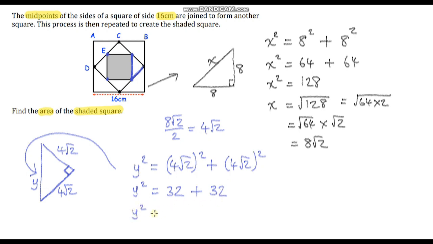So y squared is going to be 32 plus 32, which is 64. And then we square root both sides. We get y is equal to, it's just 8, not minus 8, because it can't have a negative length. So y is just going to be equal to 8. And that's not our final answer, because we're asked to find the area of the shaded square. But we know that this length is 8. So the area, let's do it in a different colour just to finish it off. So our area is going to be 8 squared, which is 64. And we're told the units are in centimetres, so it's going to be 64 centimetres squared. And that is our final answer.